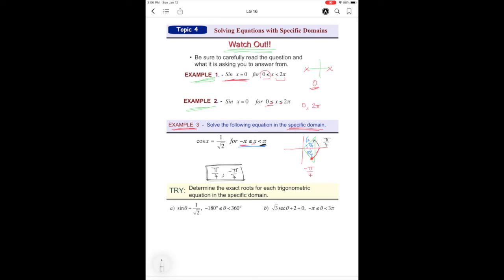So, determine the exact value for each of the solutions in the specific domain. Okay, so let's draw this. So we have a sine that's positive. So we know it's there and there. And we're used to this now. We'll get really familiar with this, because when it's pi over 2 in the bottom, we know it's pi over 4.